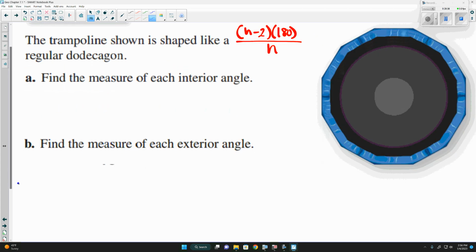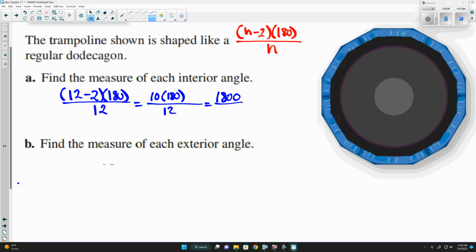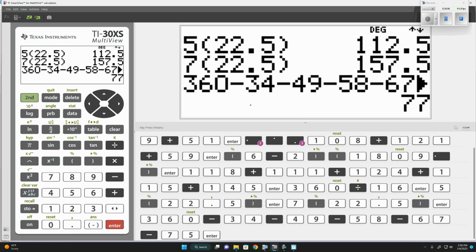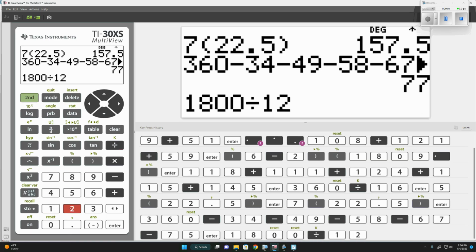So here, a dodecagon, dodeca is 12, so we're going to say 12 minus 2 times 180 divided by 12. You can put it in the calculator as is, because that would be 10 times 180 over 12, which is 1,800 divided by 12, and I don't think that's... 150.